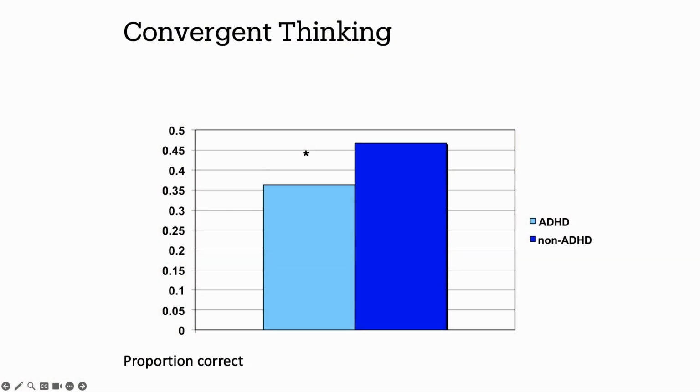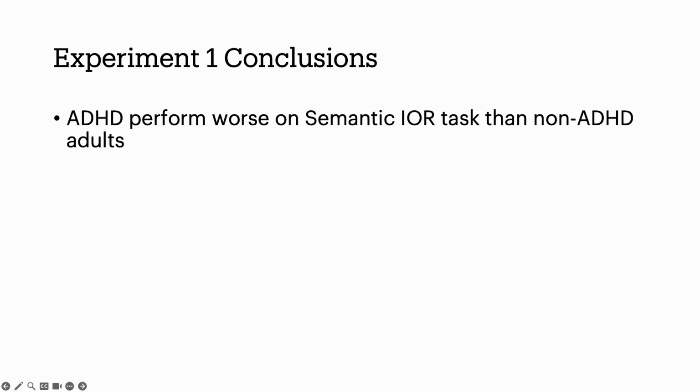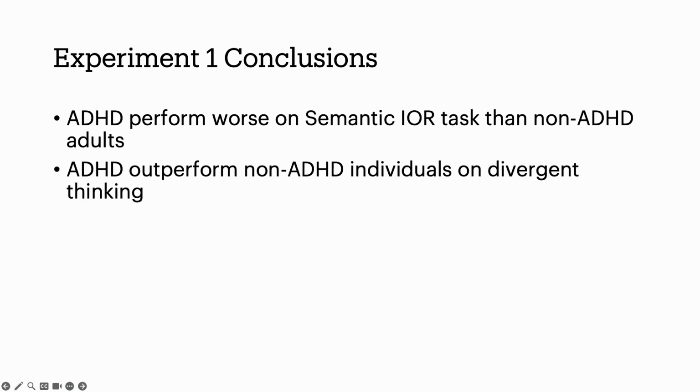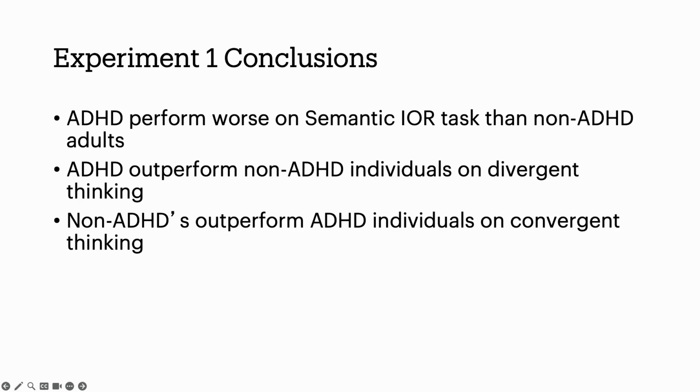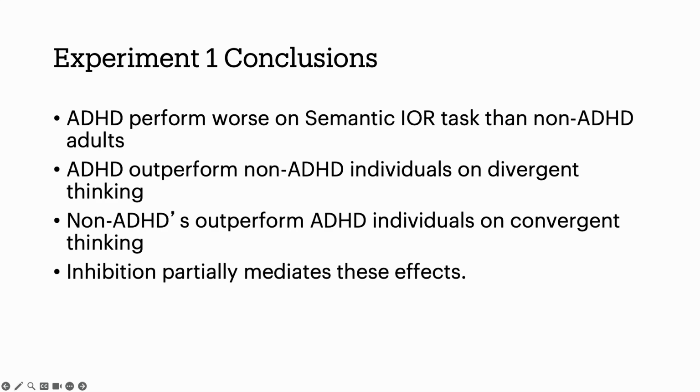This is how ADHDs did relative to non-ADHDs on the convergent thinking measure. People who did not have ADHD did better on convergent thinking. We also found that ADHDs did worse on the inhibition measure that we used. So ADHDs were better on divergent thinking, and non-ADHDs were better on convergent thinking. And then we did a statistical analysis to show that inhibition kind of explained those results.